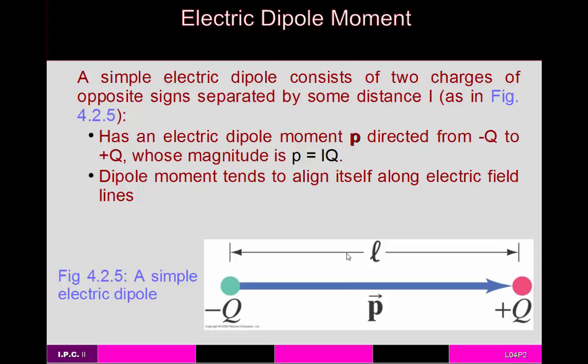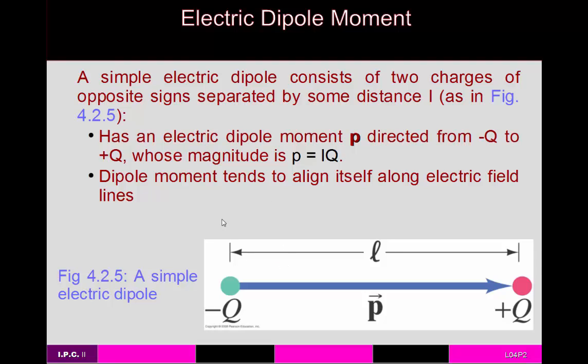And we can define what's called the electric dipole moment, which is sometimes given by the vector P, and it's directed from the minus charge to the plus charge and has a magnitude given by P equals L times Q. So the distance between the two charges times the magnitude of the charge gives the dipole moment. And these dipole moments tend to align themselves along electric fields.